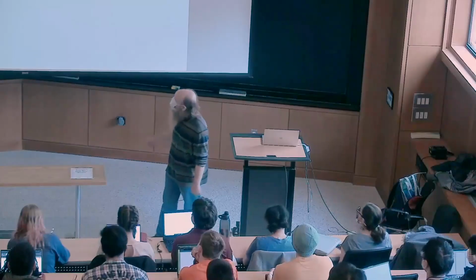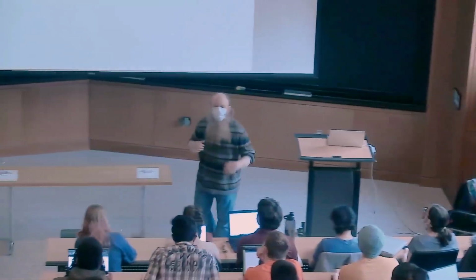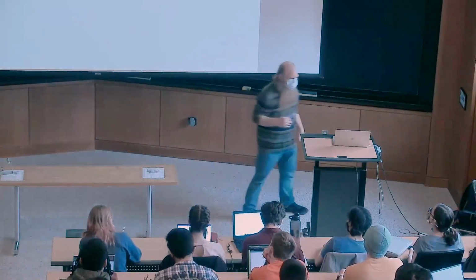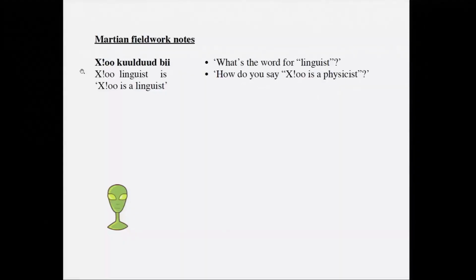Or you could ask for another sentence that's minimally different from this one, just in, say, the word for linguist. So ask, how do you say Cole is a physicist? Right? So you get that. You discover that this sentence consists of 3 words, Cole, and then the word for linguist, which is cool dude, and the word for is, which is be.